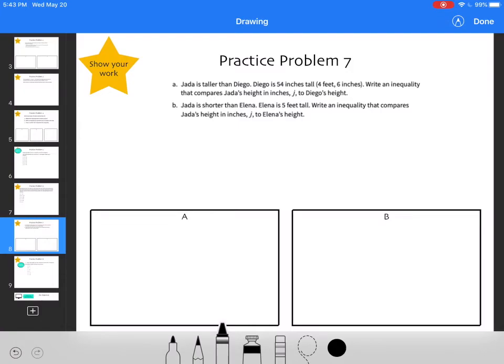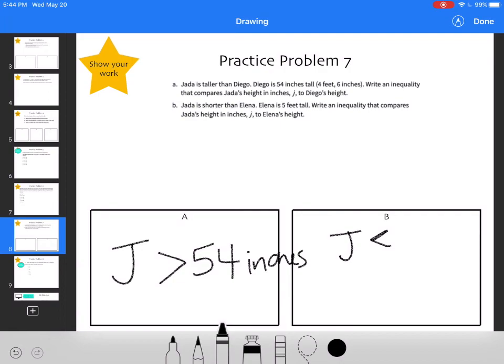For this one, it says Jada is taller than Diego. Diego is 54 inches tall, so 4 feet 6 inches. Write an inequality that compares Jada's height to Diego's height. So Jada is greater than 54. Then Jada is shorter than Alina. Alina is 5 feet tall. Write an inequality that compares Jada's height to Alina's height. So Jada is less than, so 5 feet tall would be 60 inches.